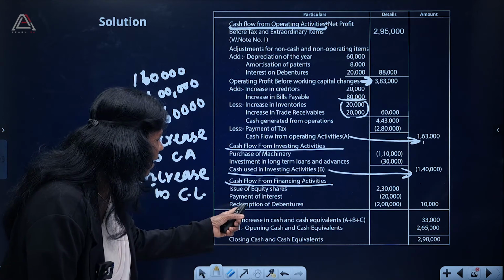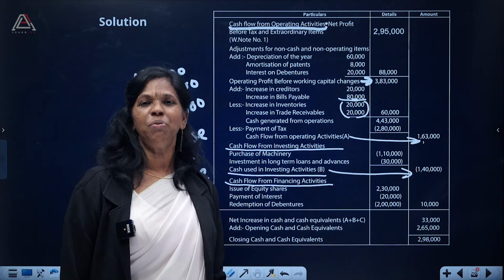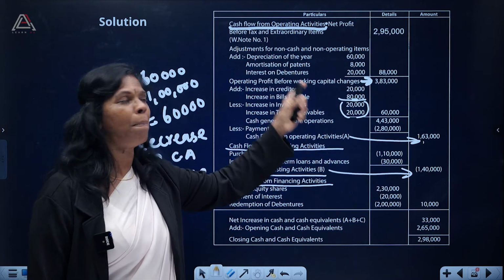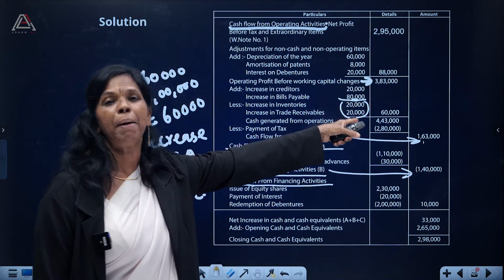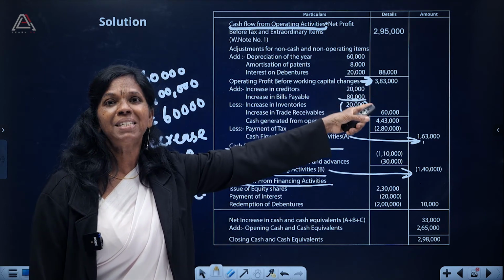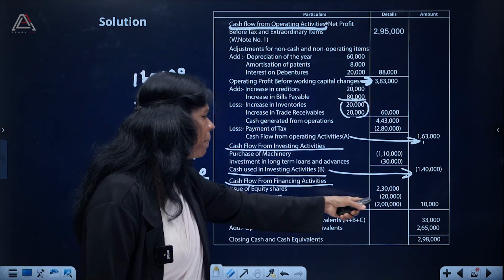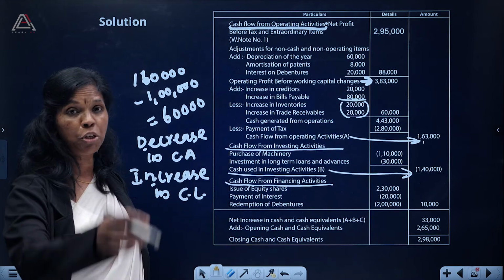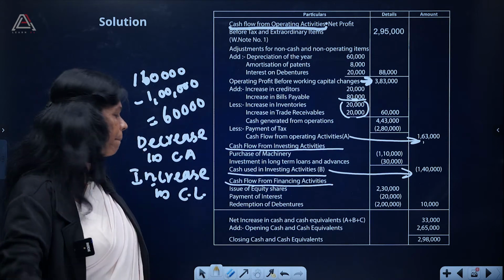Then next one, payment of interest. We have already taken this one into operating activity. How much is the interest payment? That is 20,000, on 2 lakh. 10% is 20,000. That payment of interest we have to put in brackets since it is an application.